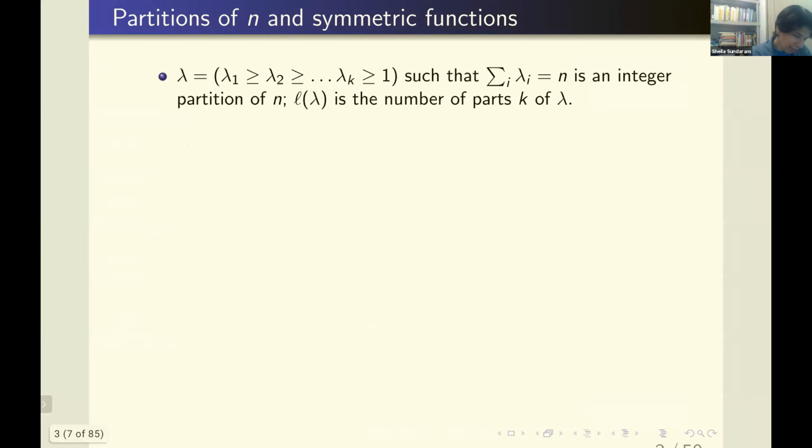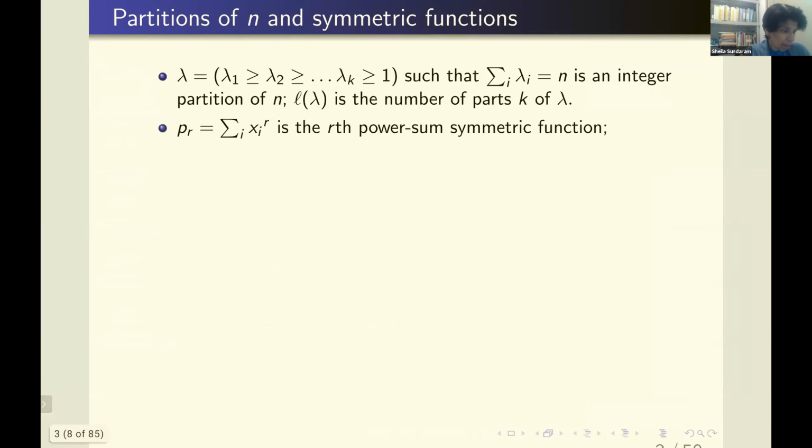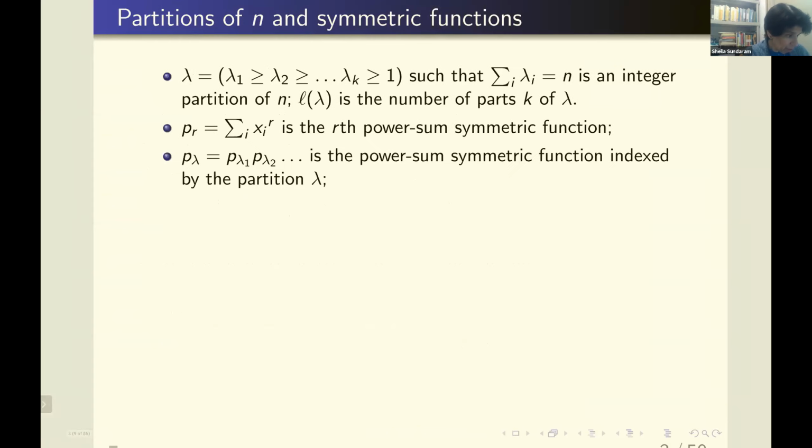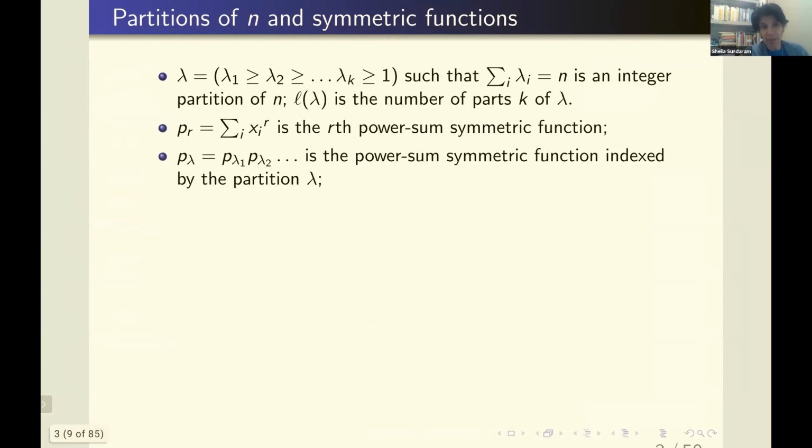Partitions. I'm sure everybody's familiar with this, but my partitions will be weakly decreasing k-tuples here, and l of lambda, that's k, the number of parts of lambda. These are integer partitions. p_r is the r-th power sum symmetric function, so it's the sum of x_i to the r, right? And then p lambda is just extending the p_r multiplicatively. So for every partition lambda, there's a power sum p lambda.